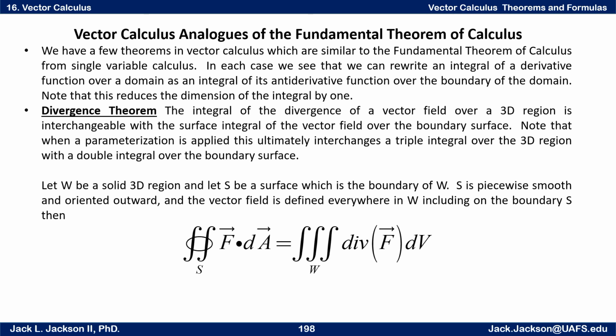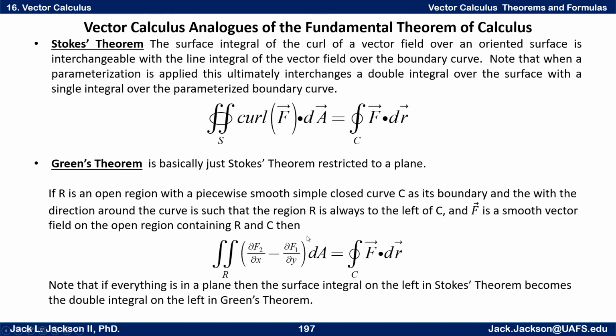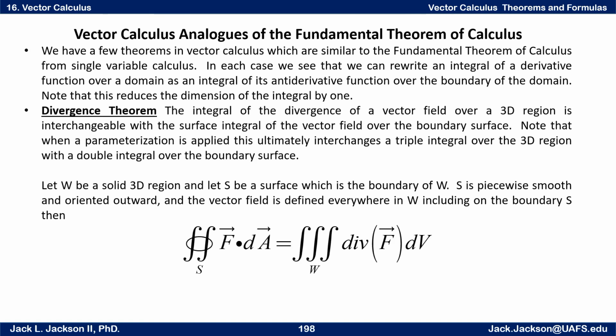So let W be a solid 3D region, and let S be the surface, which is the boundary of W, and S needs to be piecewise smooth and oriented outward, and the vector field needs to be defined everywhere on W, including the boundary. Back on the previous one, we also needed that for Stokes' theorem and Green's theorem. The vector field has to be defined on both the boundary and all the points inside the area of the surface.